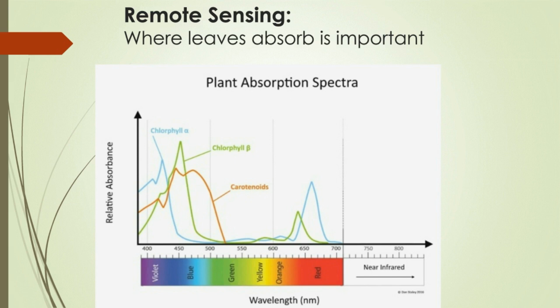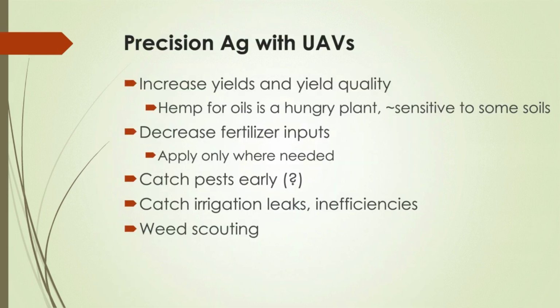So, precision agriculture with drones. What we find is that drones and precision agriculture increase yields and yield quality, and that's especially important for hemp because when you grow hemp outside for oil, it's a very hungry plant, and I'll show some examples of that here in a minute. You also decrease your fertilizer inputs because you're only applying the fertilizer where it is needed. You don't have to apply it over the entire field.